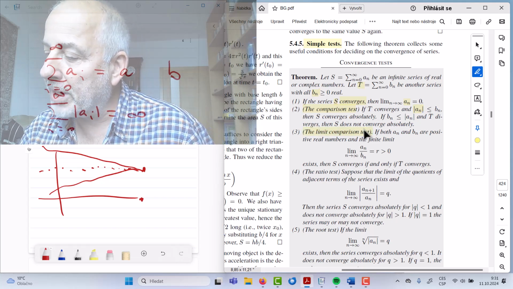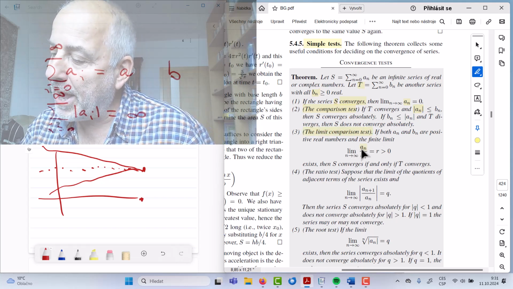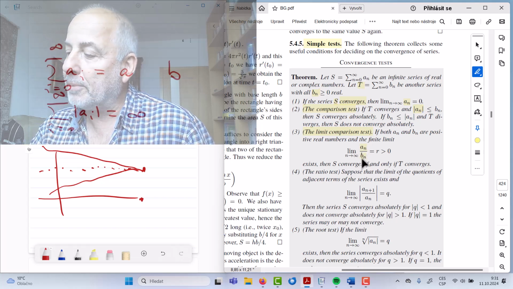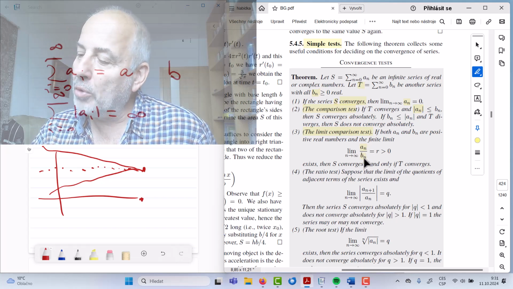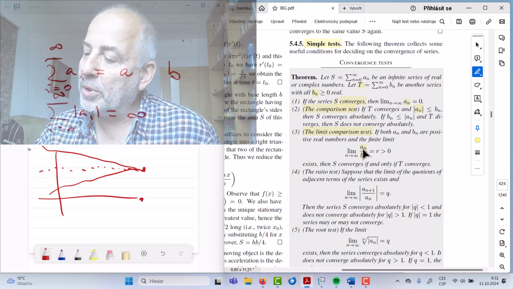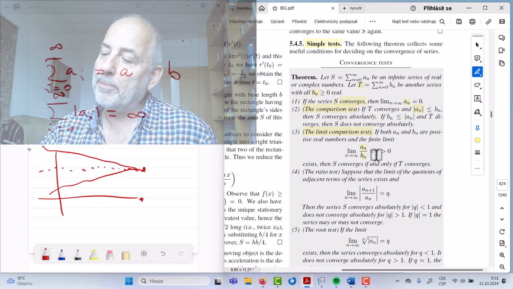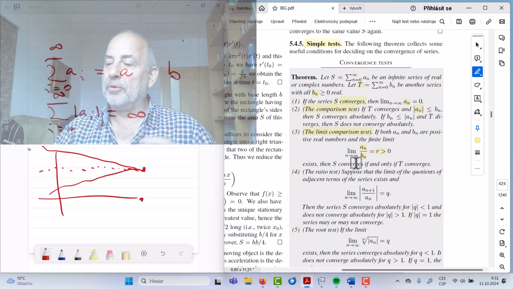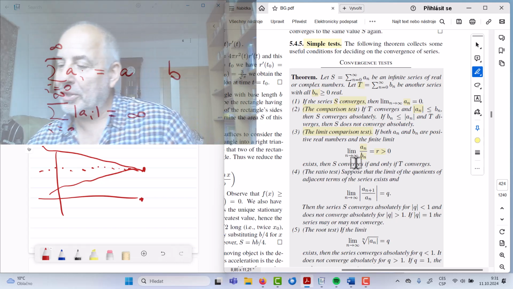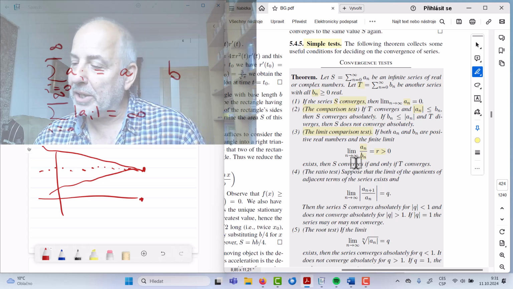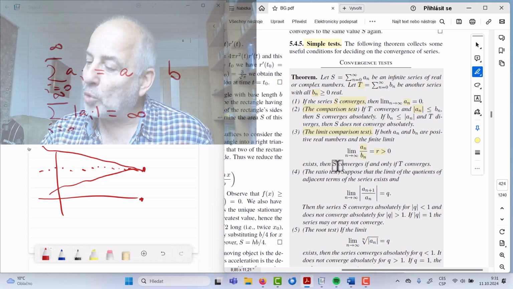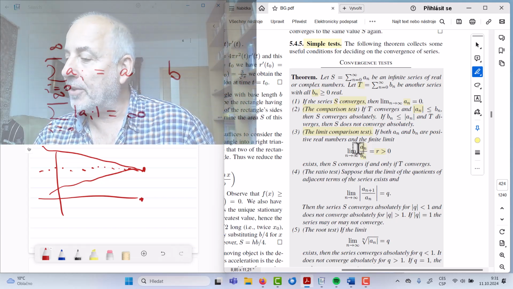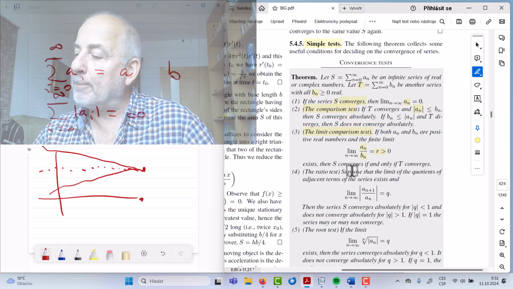So the limit comparison test. If we compare our a_n's with absolutely convergent b_n's, which are the positive ones, and if we know that asymptotically, so for n going to infinity, the ratio stabilizes to R, which is bigger than 0, then the convergence of S and T is equivalent, right? And that's again for absolute convergence. So for a_n, we would write the absolute value of a_n if it was a generic one, and then it would be about absolute convergence.